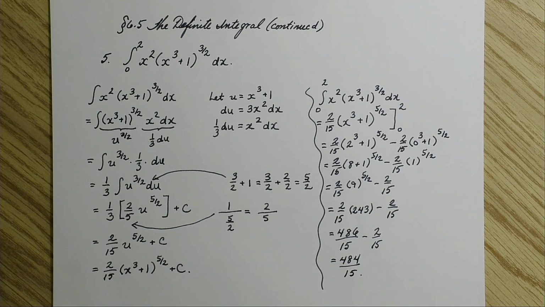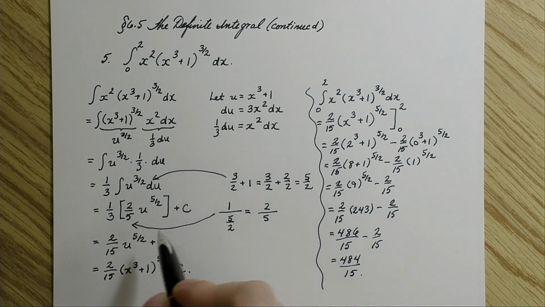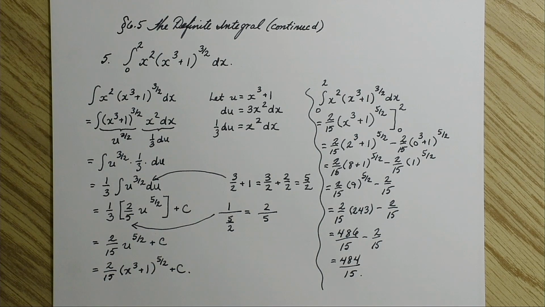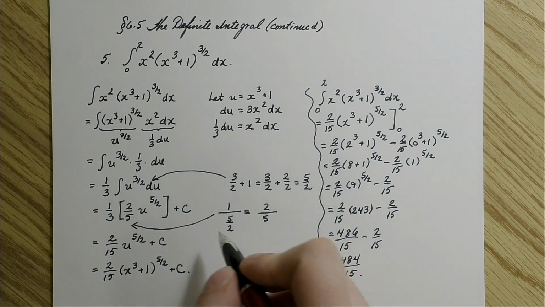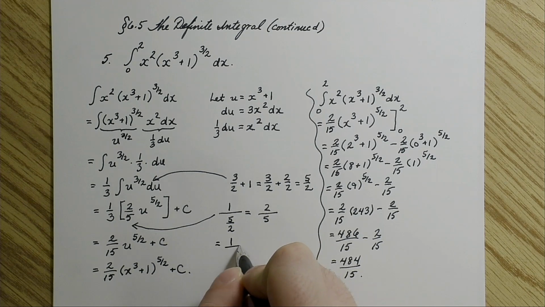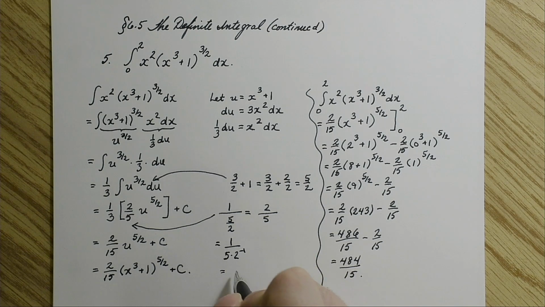Why is it 2/5 again in front of you? Okay, hopefully I answered that right here. Is that okay? Okay, perfect. Yeah, and you can also think of that as 1 over 5 halves, which is 1 over 5 times 2 to the minus 1. And to get rid of that negative exponent, you just bring it up into the numerator.